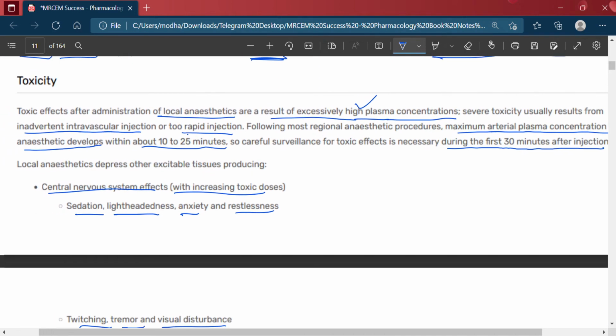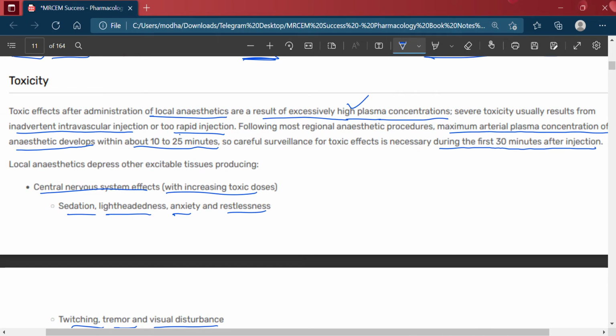So toxicity. Toxic effects after administration of local anesthesia are a result of excessively high plasma concentration. Severe toxicity usually results from inadvertent intravascular injection or too rapid injection. Maximum arterial plasma concentration of anesthetic develops within 10 to 25 minutes, so careful surveillance for toxic effects is necessary during the first 30 minutes after injection.